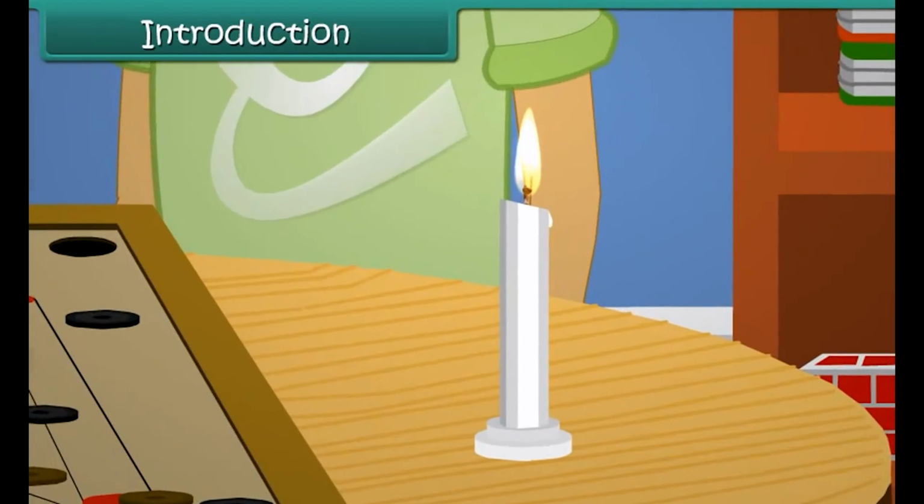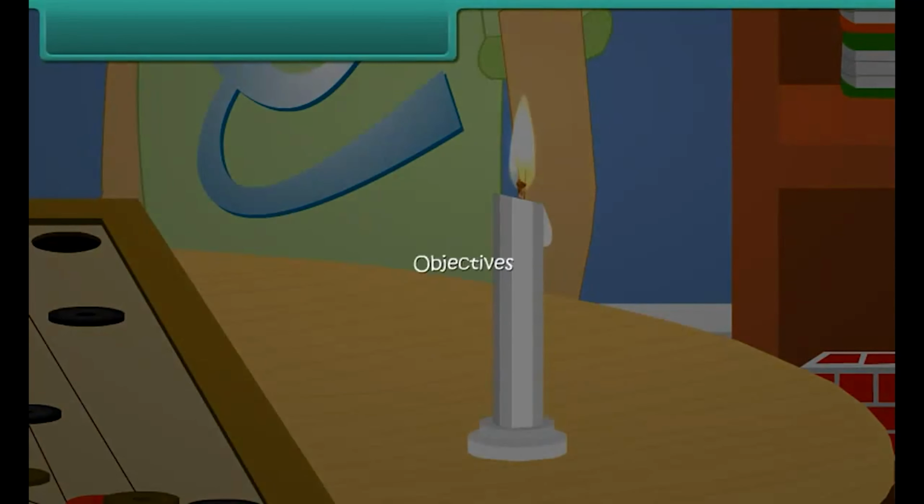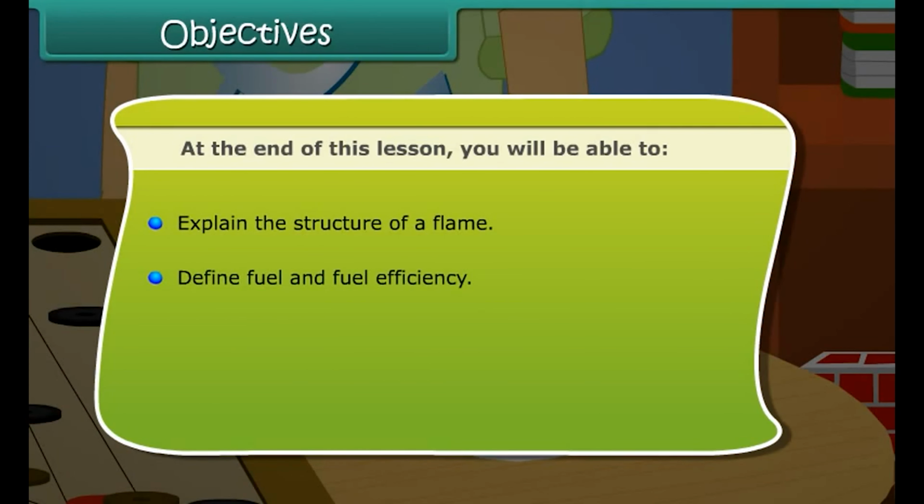The flame is an interesting topic to discuss. In this lesson, we discuss about the flame and fuels. Objectives. At the end of this lesson, you will be able to explain the structure of a flame, define fuel and fuel efficiency, explain the harmful effects of burning fuel.